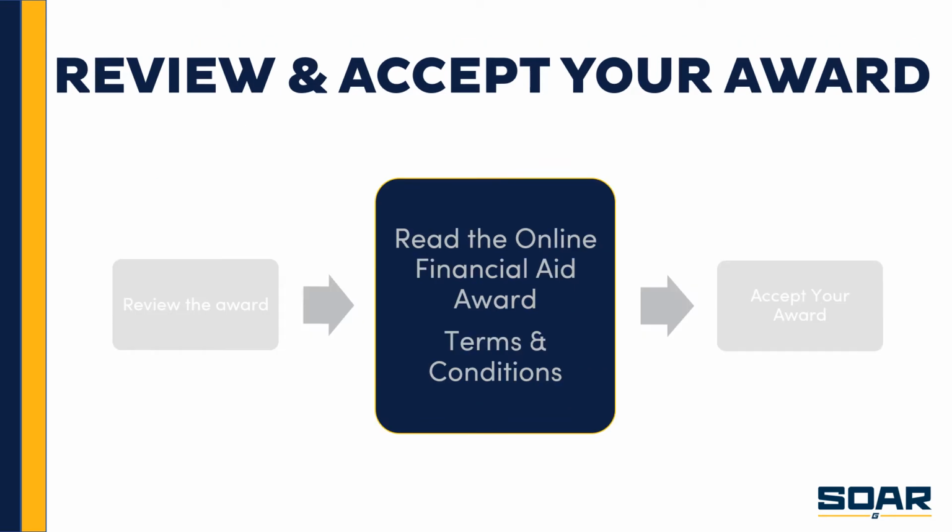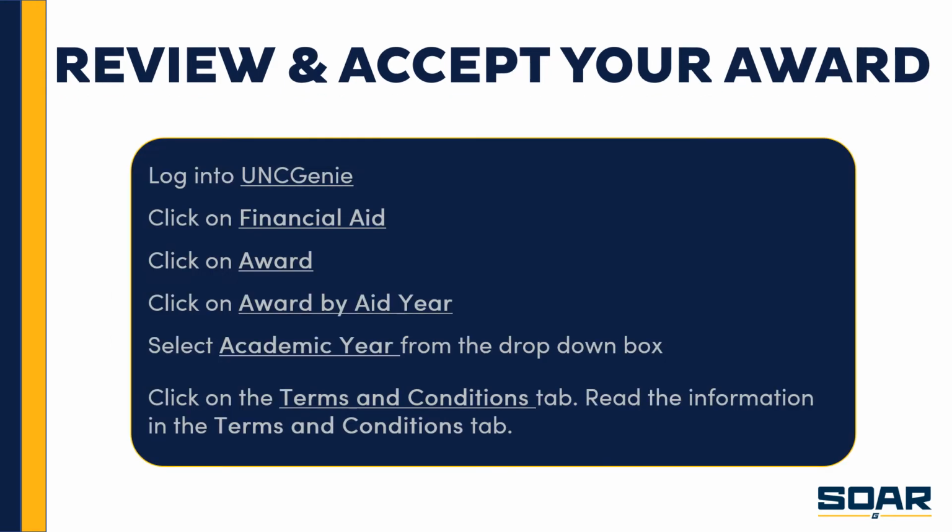Next, we want you to make sure to read the online financial aid terms and conditions. To get there, log into UNCG, click on Financial Aid, click on Award, click on Award by Aid Year, and then select the aid year from the drop-down box. In this case, you're going to select 2020-2021. Then click on the Award Terms and Conditions tab.